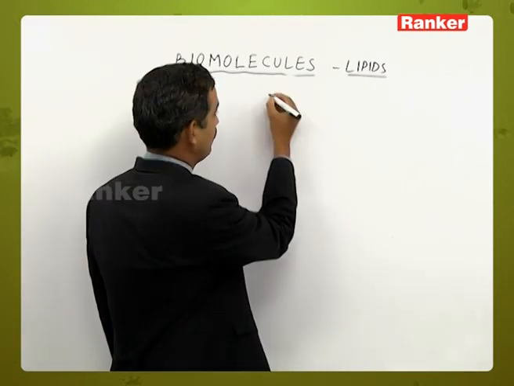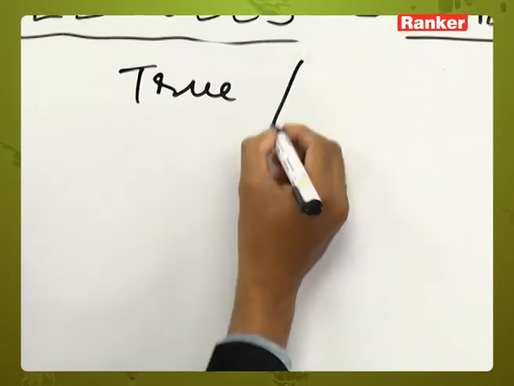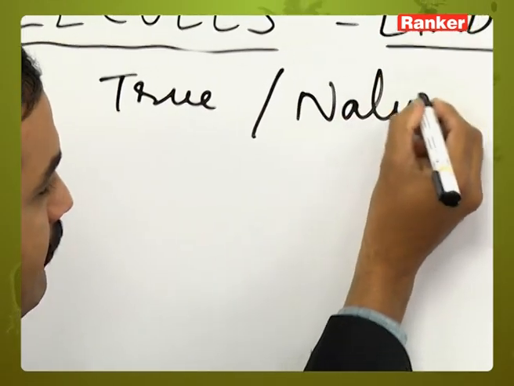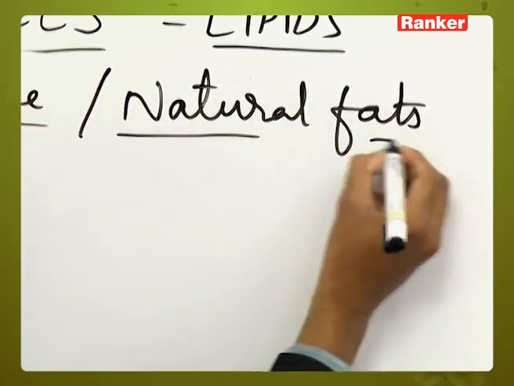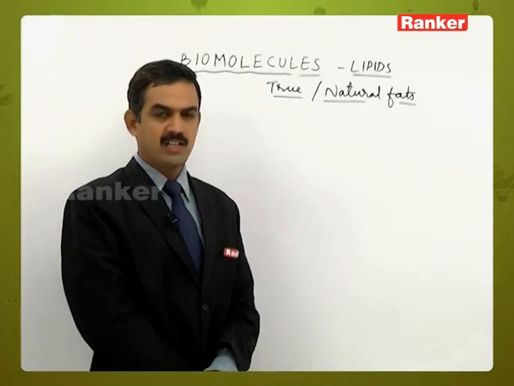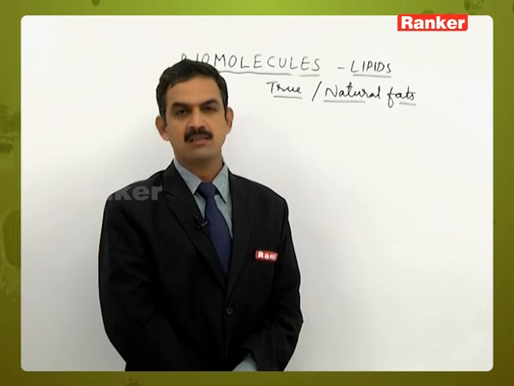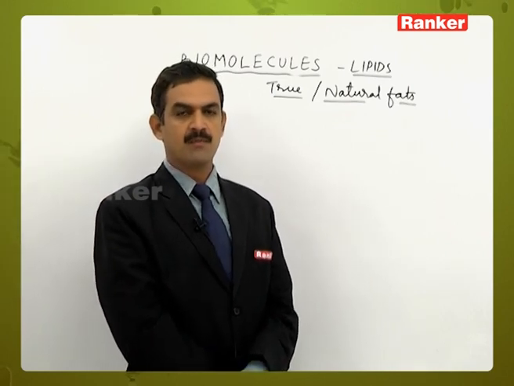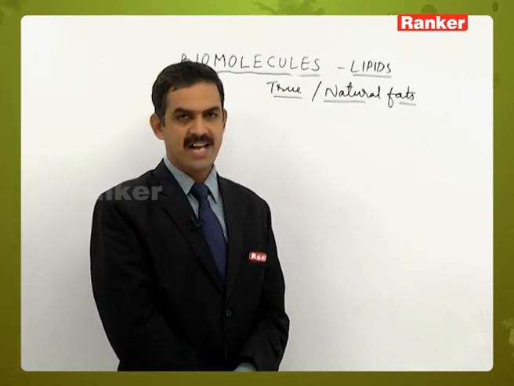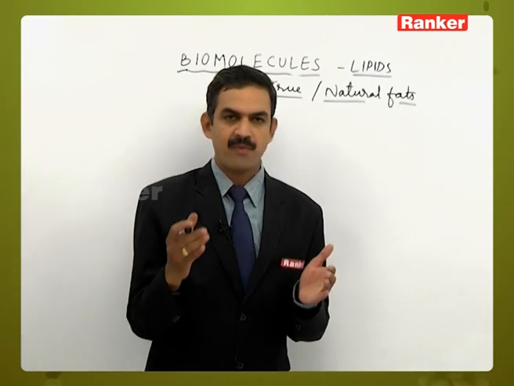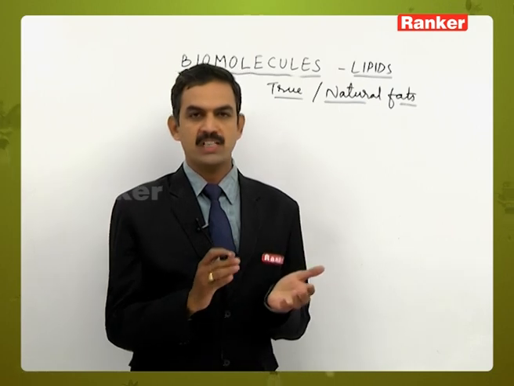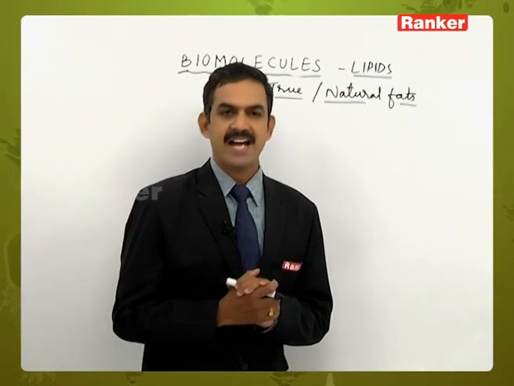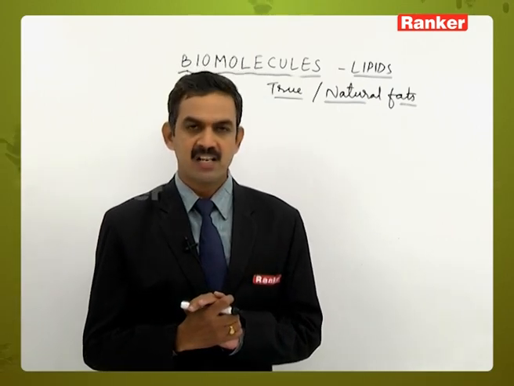So next, true fats or natural fats. Here the fats are formed by the esterification of glycerol with the fatty acids. Based on the number of fatty acids which are esterified to the glycerol molecule, monoglycerides, diglycerides and triglycerides are present.